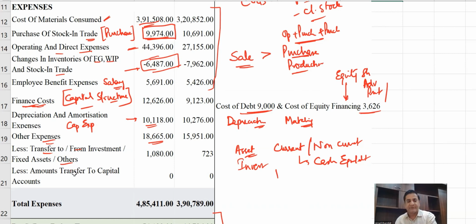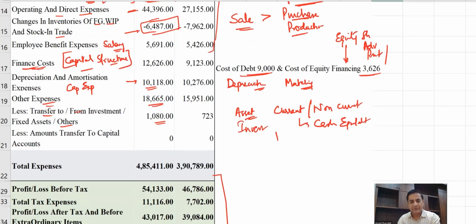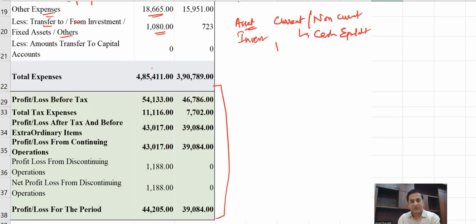So these are the various examples wherein the amount has an impact on the profitability also. So it shows this in the income and expense account also as an expense. Then there is no amount which is transferred to capital accounts. So the total expense of this company, Reliance Industries, during the year is this much. To this, what we do is we find out what the tax expenses are. Once we deduct this tax expense, we find out what is called the profit after tax.